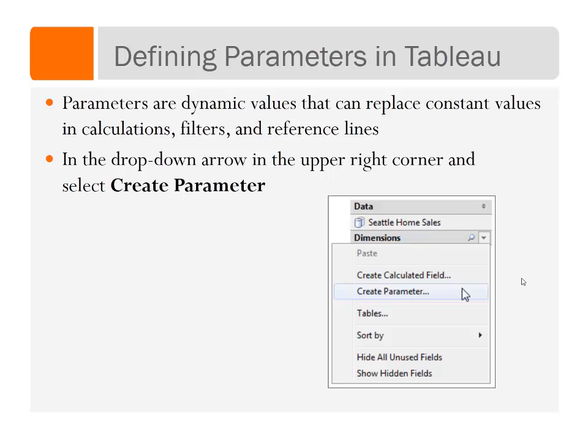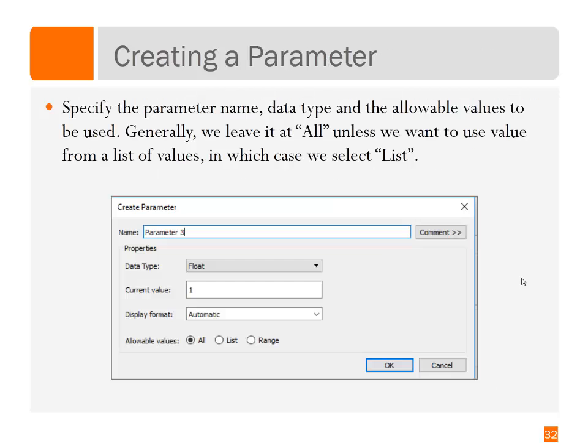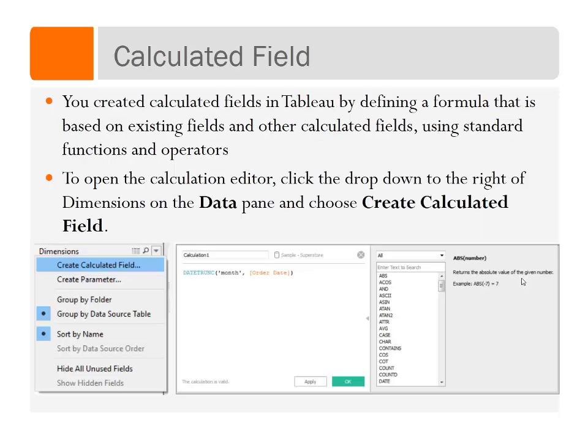So we might go to the drop-down arrow on the upper right-hand corner of dimensions and select create parameter. Then we'll specify the parameter name, data type, and the allowable values to be used. Generally we leave it at all unless we want to use values from a list of values, in which case we'll select list. Then we need to create our calculated field. As I mentioned before, our calculated field is where we put that special formula or the special function calls that we want to integrate with R.